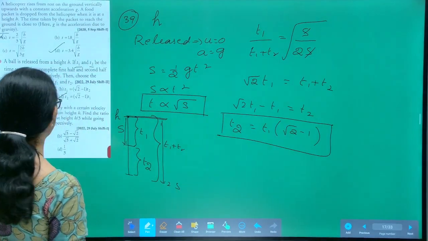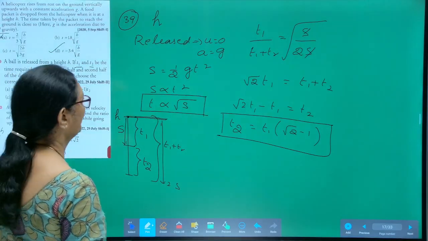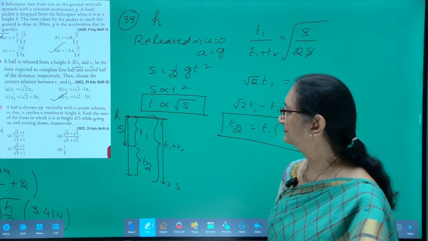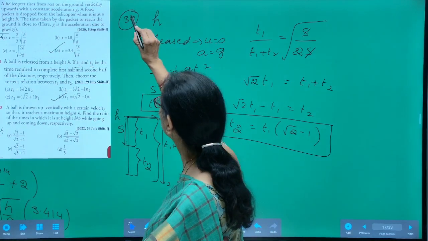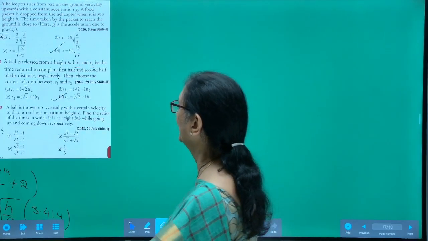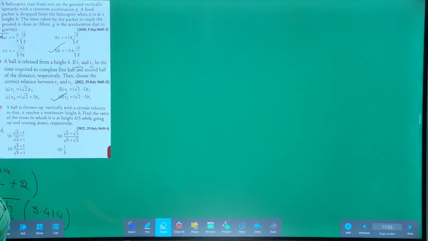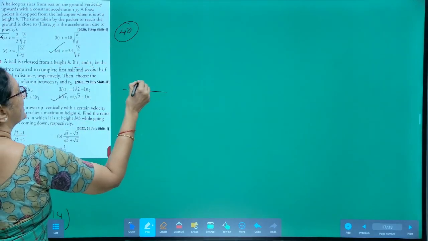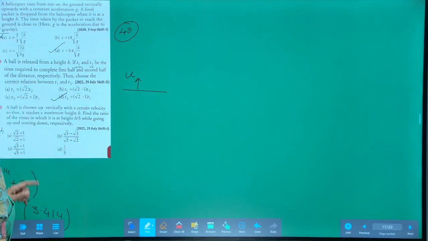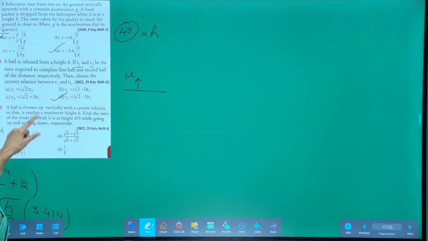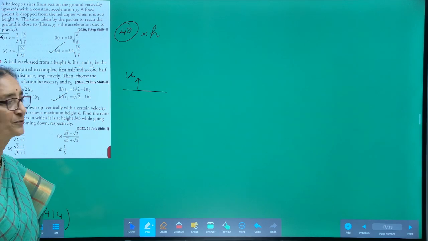And the last problem for this session. Okay, next problem. Look into that 40th problem. Meanwhile, read the problem. Okay, so here, let us read that 40th problem. A ball is thrown vertically up with certain velocity so that it reaches a maximum height h. Find the ratio of times at which it is at a height h by 3.